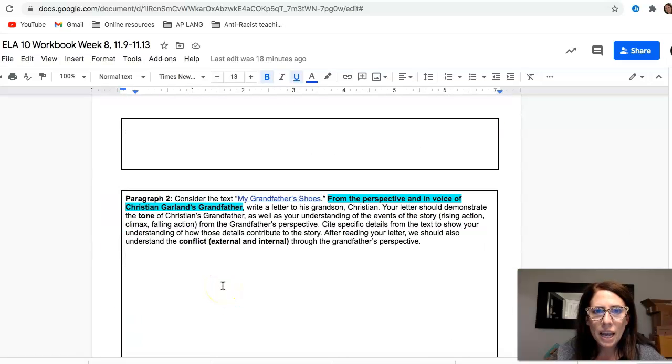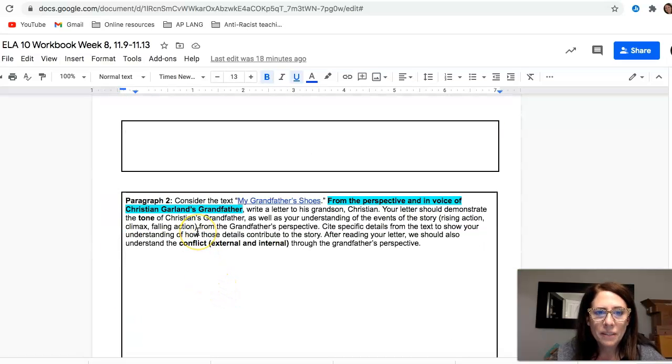At the very end of the week, by Saturday night, so this would be your asynchronous work on Thursday and Friday, we have the two paragraphs. The second paragraph is dealing with My Grandfather's Shoes. And this is asking you again to write a letter from the perspective of and in the voice of Christian's grandfather. So please read that very carefully.